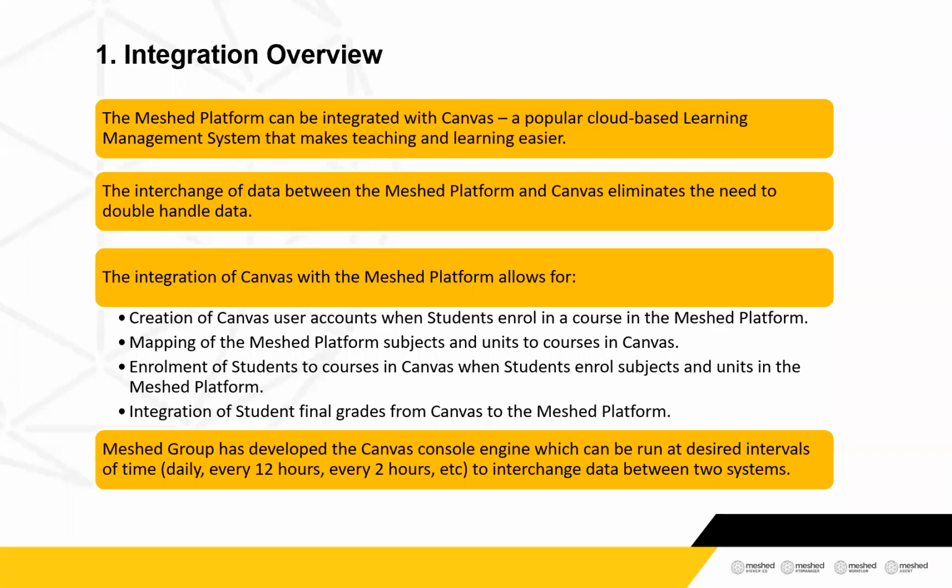The last feature: once marks are entered at the Canvas end, you can get those marks automatically synced to your Mesh platform through the integration, and results will get updated. Now, to interchange this data, Mesh Group has developed a Canvas console engine, which can be run at desired intervals. For your live platforms, the minimum limitation is 2 hours. However, for your test instances, it can be either 5 minutes or 2 minutes, just to expedite your testing process.